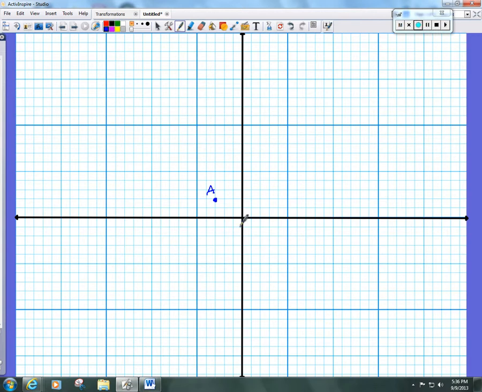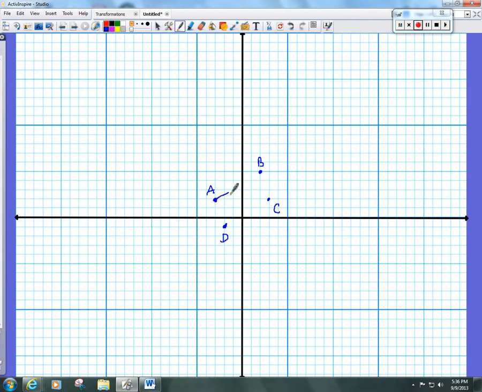B is at 2, 5: 1, 2, and then up 5. So B is going to be right here, and I'll label that B. C is 3, 2: 1, 2, 3, then 1, 2. This would be C. And D is negative 2, negative 1. So negative 1, 2, negative 1. And this would be point D.